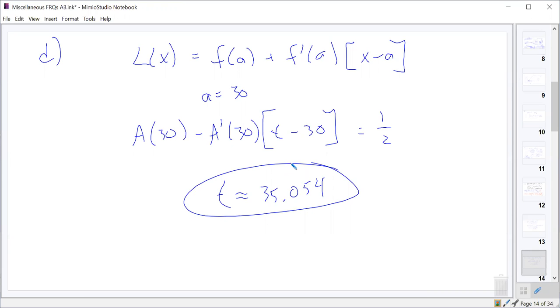Wait, so is it A of 30 minus A prime of 30? Because we know that A prime of 30 is going to be negative. Oh, sorry, plus. I had a plus up there, didn't I? I don't know why I wrote a minus there. It should still be a plus. Sorry. That's just me not writing the plus sign that I had and writing a minus sign instead.